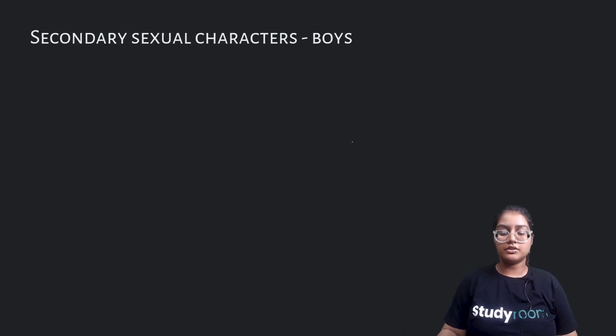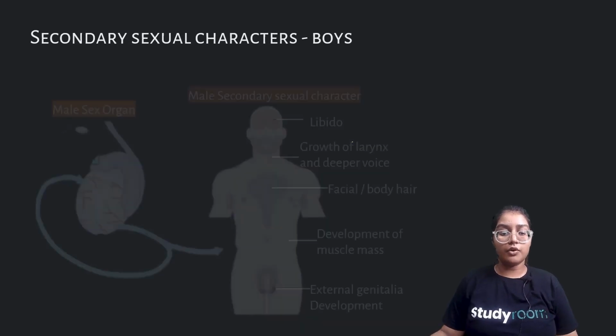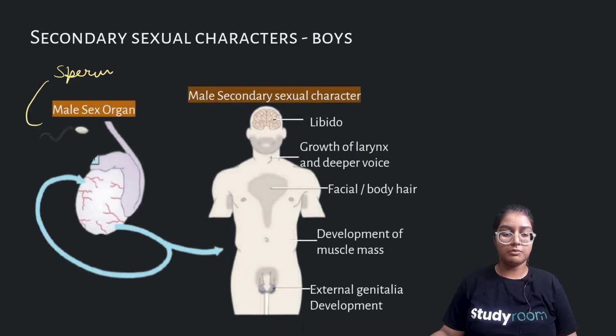Secondary sexual characters, boys. So you can see here, we already know what this is. This is sperm, and it has a tail, a head, a nucleus, an acrosome. So this is the testis and this is the seminal duct, sperm duct. It carries the sperms from the testis all the way to the penis, which is the opening.